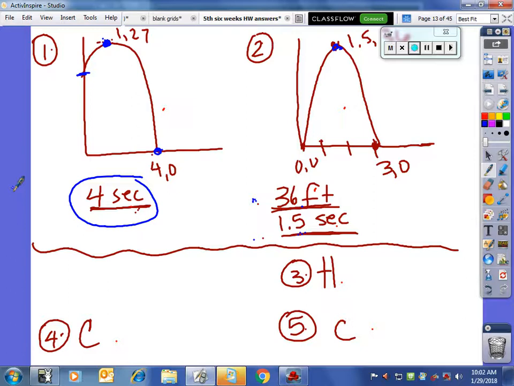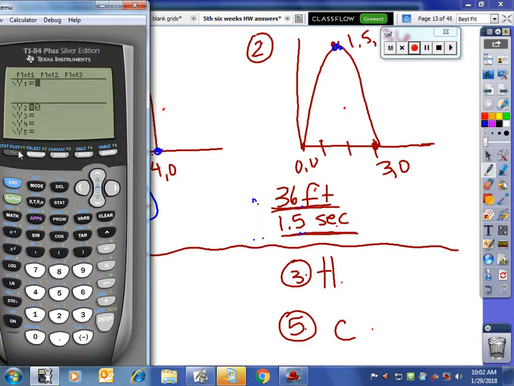You need to see number 1? Okay, number 1, they tell you it's about an Olympic diver, and they give you the equation. Y equals negative 3x squared plus 6x plus 24. And I need to change my window.